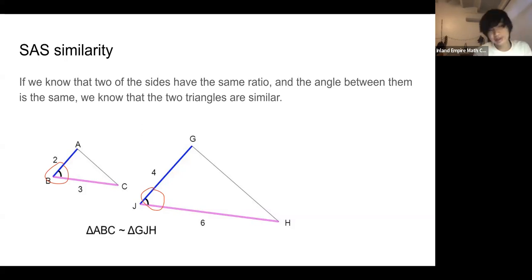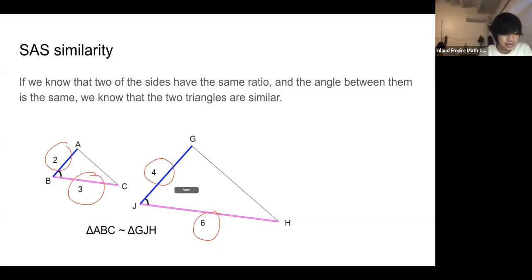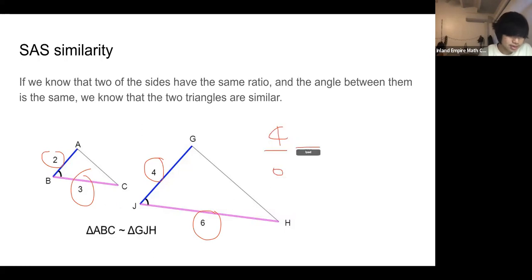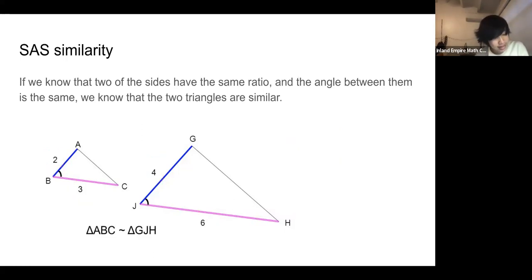Generally with similarity, you'll only use AA. AA is more common, but it's important to learn about the other ones as well. So if the angles are the same, and you have two side lengths on either side of the angle with the same side length ratio, like BC to JH, AB to GJ, or you can also say that these two have the same ratio, like 4 over 6 equals 2 over 3, right? Because if you divide the top and bottom by 2, you get the same thing. But basically, that's what this is.